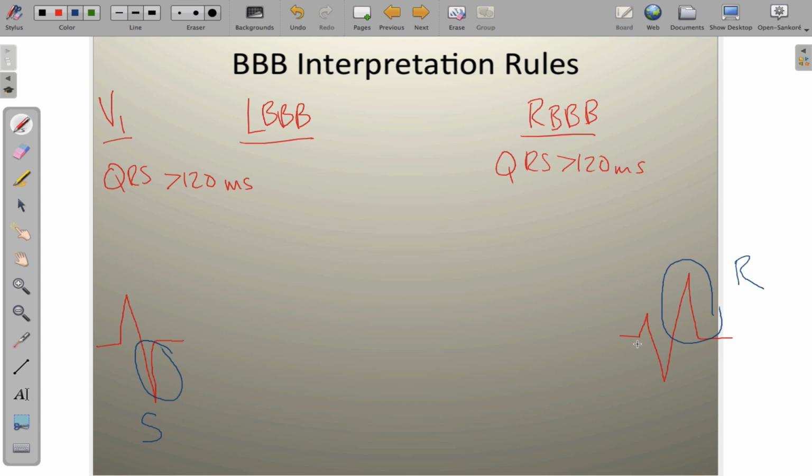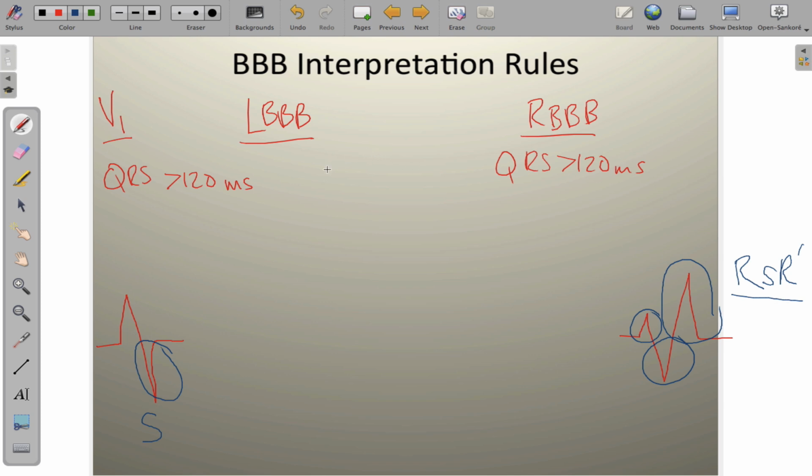In fact, the overall naming of this QRS complex is an RSR or an RSR prime, such that this is an R wave followed by an S wave followed by another R wave. We just say it's an RSR. You can say RSR prime as well.